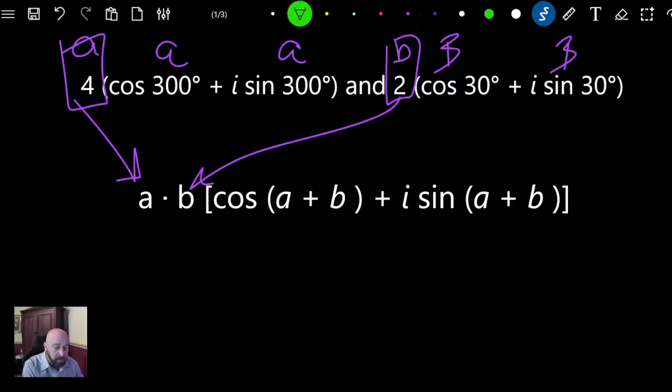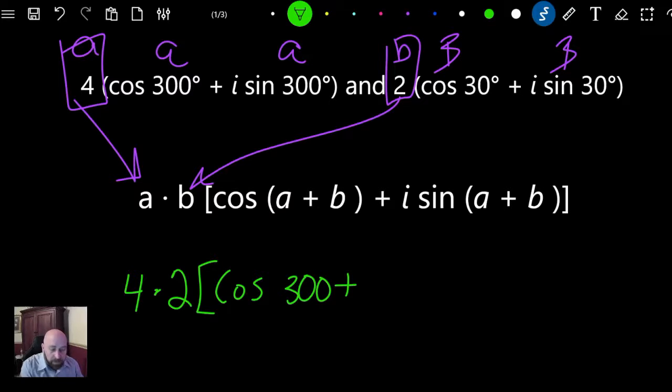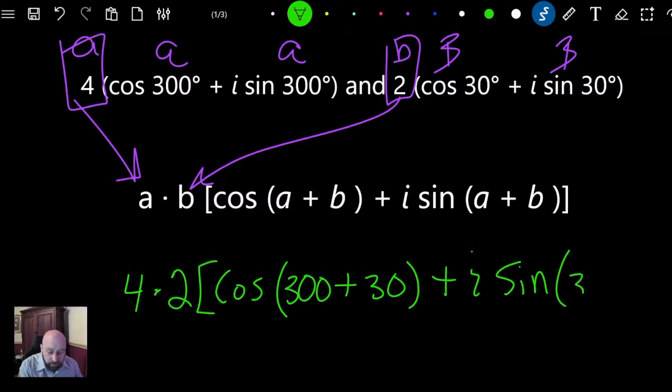Okay, so let's go ahead and do that part. So we have 4 times 2. And then we have the cosine of alpha, so that's the cosine of 300 plus beta, 30, parenthesis, there we go, plus imaginary sine of alpha, 300, plus beta, 30, parenthesis, bracket.